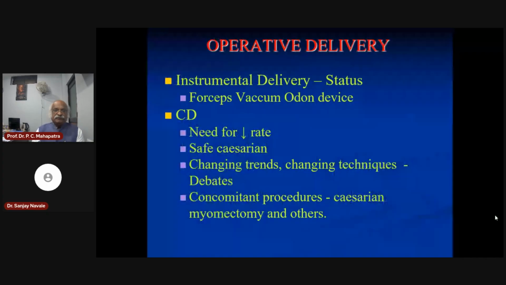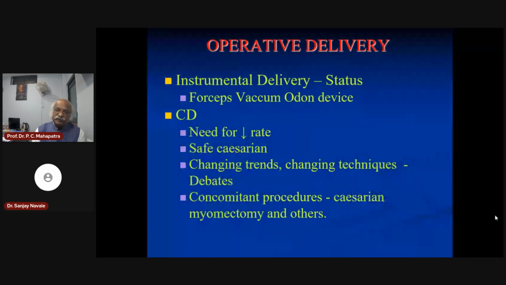So there are debates which have been settled, and for the benefit of the patient, safe cesarean is our motto. Now, concomitant procedures. Yesterday's contraindications are today's indications. There is again a change, particularly in relevance to cesarean myomectomy. Gone are the days when I was telling that a myomectomy during cesarean is better done 2 months later, and therefore don't do it, leave it there. Now with the newer techniques and improved surgical skill available, cesarean myomectomy has become a routine procedure.